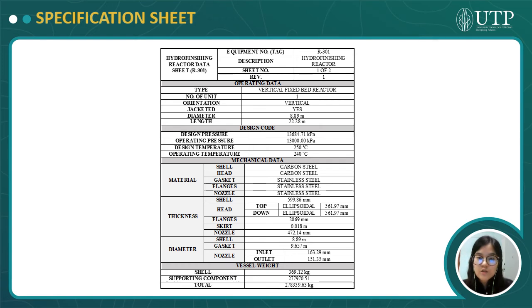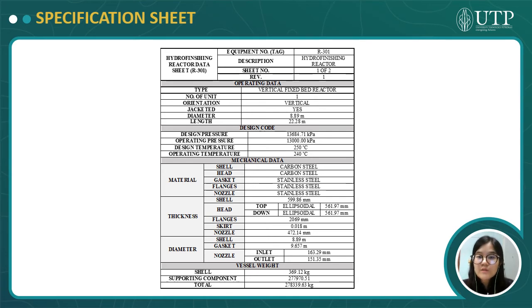The specification sheet includes the operating data, design code, mechanical design, as well as the vessel weight. For the mechanical data, the material of the reactor shell and head are made of carbon steel. Carbon steel is a commonly used material for reactors and vessels due to its high durability.